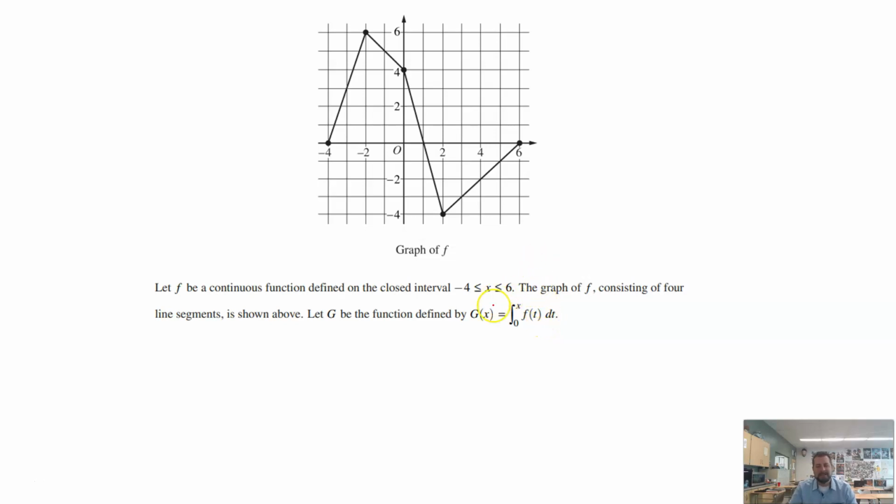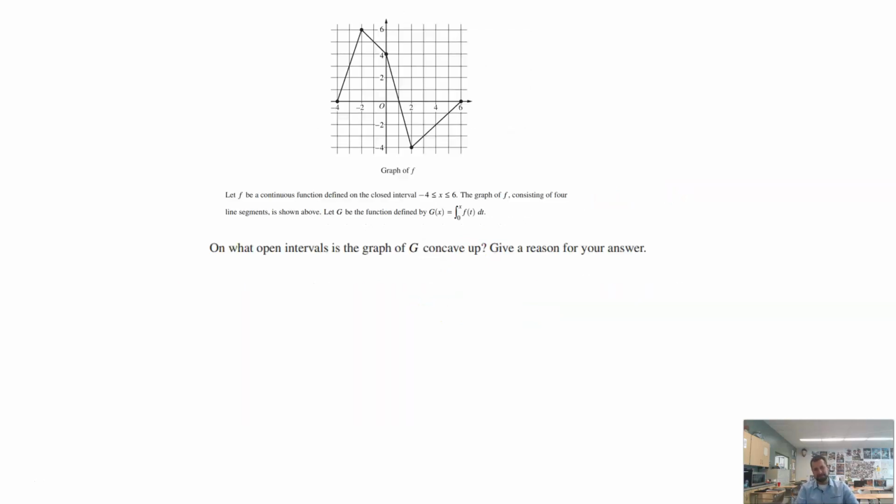Now, what we have to realize real quick is we're going to be asked a bunch of questions about g, so we need to understand how g is related to the graph that we're looking at up here. Hopefully you can see if we take the derivative of g, that is equal to f of x due to the first part of the fundamental theorem of calculus. In other words, this is a graph of the derivative. And as long as you understand that, most of these questions are fairly easy to answer.